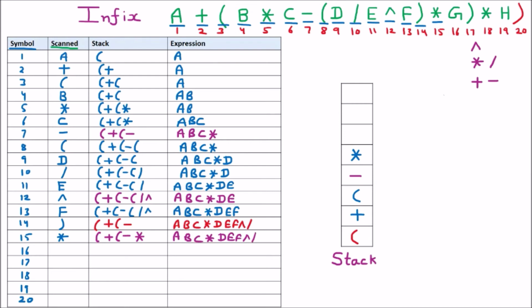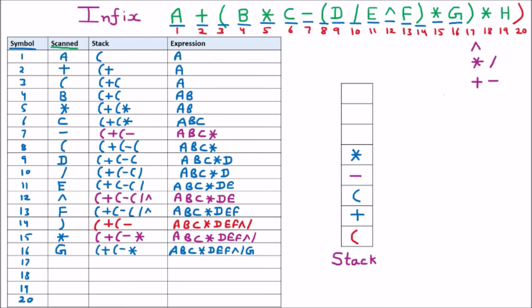Now afterward we are having the next symbol, which is G. So the 16th symbol is G. G is scanned and put here. G is an operand, so an operand goes directly after the expression. So ABC star DEF power divide and G. So G is coming here and the stack entry remains the same: bracket, plus, bracket, minus, star.